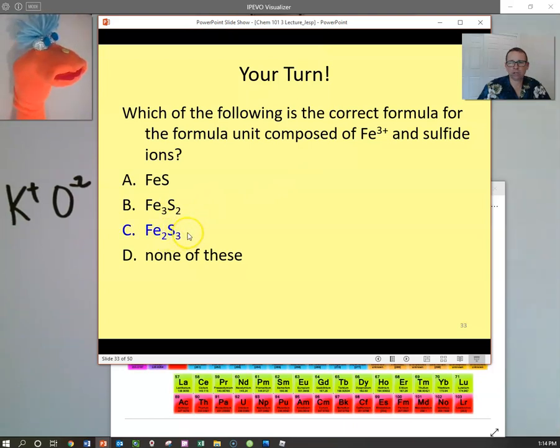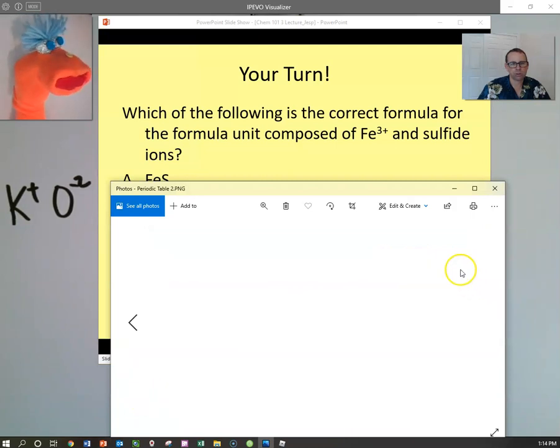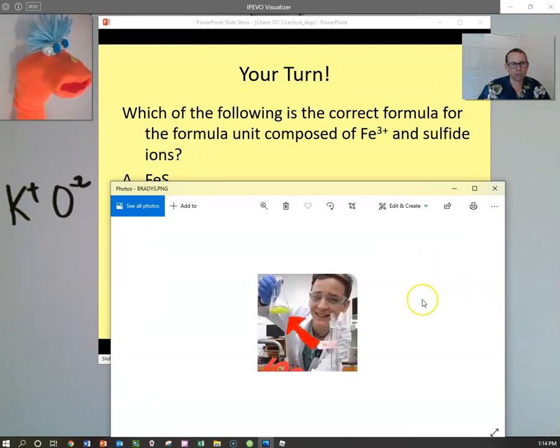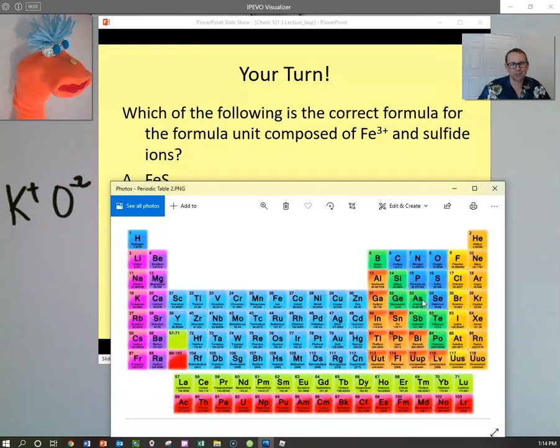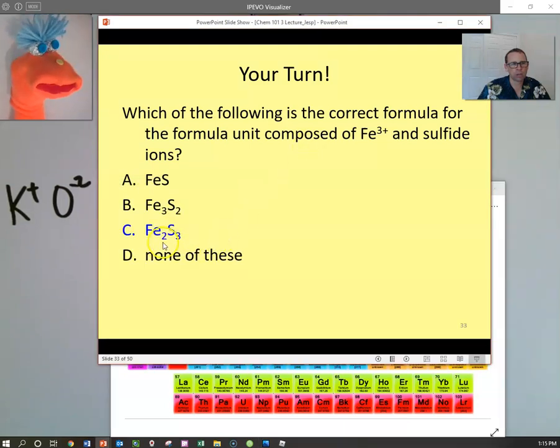That's right. How did you know that? Well, the crisscross rule. I just took the 3 from the iron and put it on the S, and the -2 for the sulfur, because sulfur needed 2 electrons. Sulfur needs 2 electrons. That's right. Okay, there we go. And that's -2, so the iron is going to have the 2. Okay, excellent job.